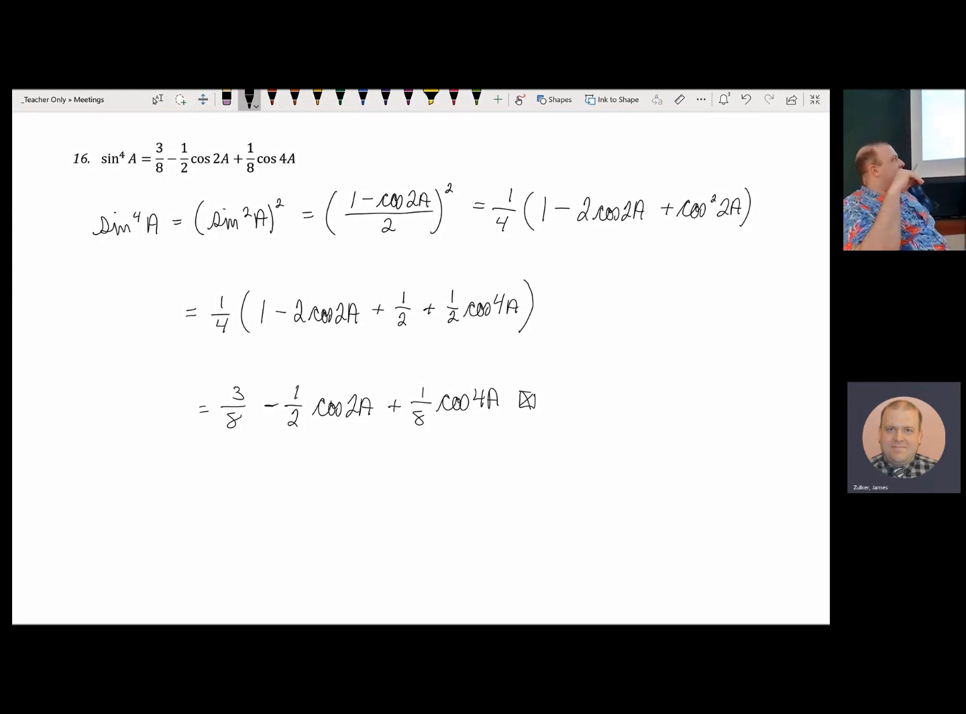These types of manipulations, by the way, are going to be used in calc. All 3 calcs.